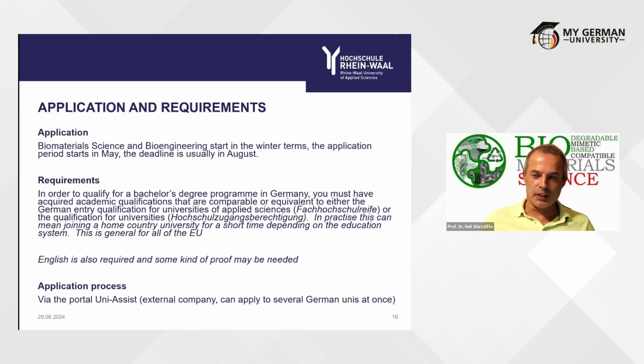You do have to speak English, and sometimes even if you come from India, for example, where we know you really speak English, you do have to sometimes provide some kind of proof that goes via a company called UniAssist, which I've made a note to mention. UniAssist is a portal which you can apply to several German universities at once. It costs you a small amount of money, so there is a little bit of a hurdle. But once you've paid the money and uploaded all of your things, they help you, and you can apply to several, I think it's 5. I'm not sure whether the master does that. I think it might not.